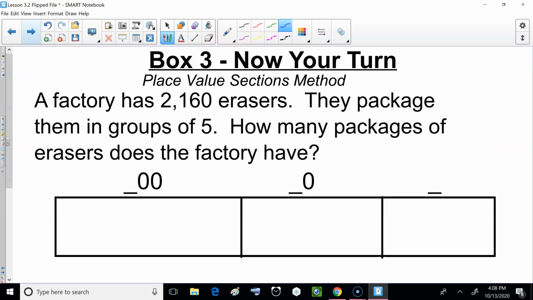And we have a word problem for you to work on. A factory has 2,160 erasers. They package them in groups of 5. How many packages of erasers does the factory have? So read the word problem again, see how it's a division problem, how they're making groups of 5, and good luck solving it.